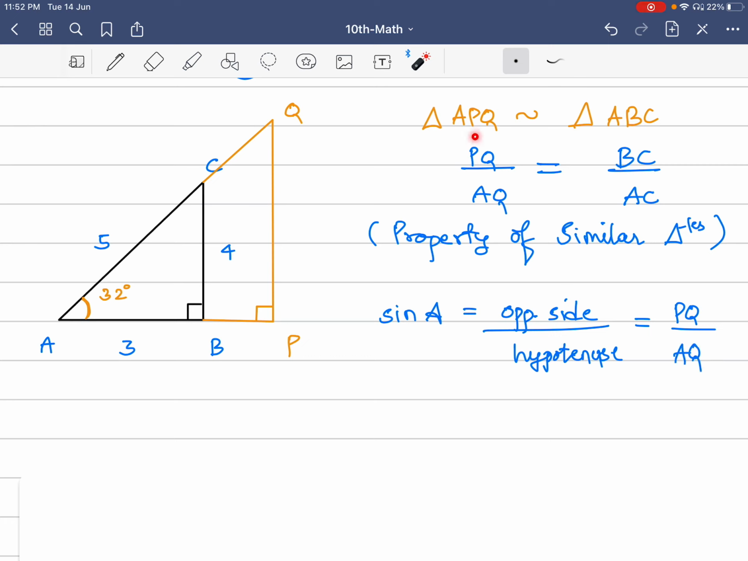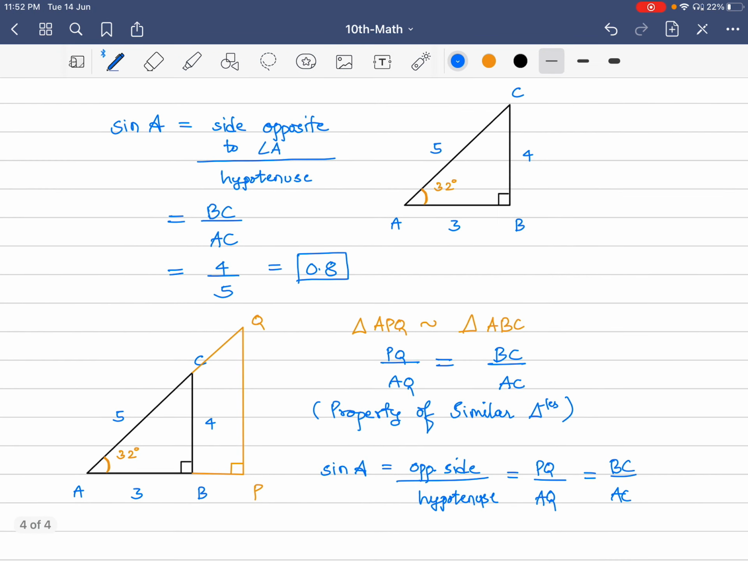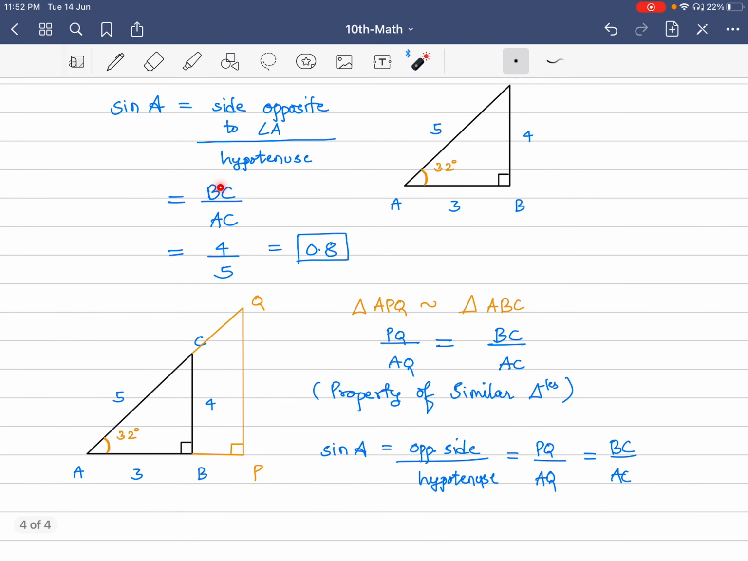However, PQ by AQ is equal to BC by AC. Okay, so I'm going to write here, this is equal to BC by AC. However, as seen above, we already have the value of BC by AC. BC by AC is 0.8. So I'm going to write here BC by AC is equal to 0.8.